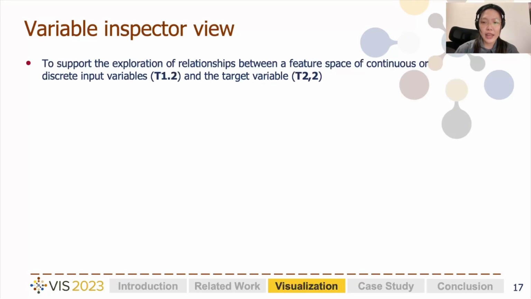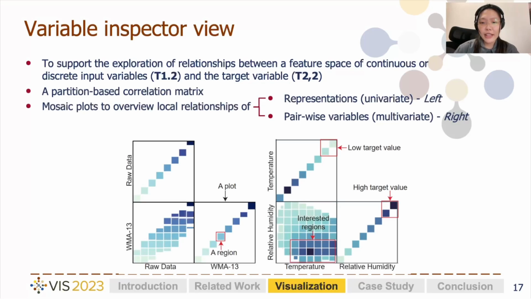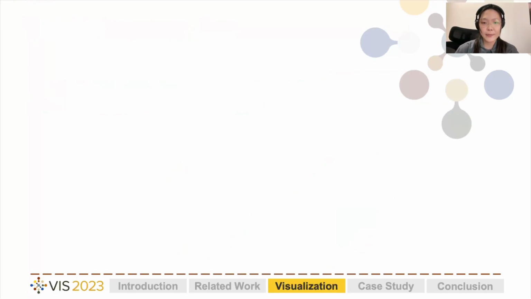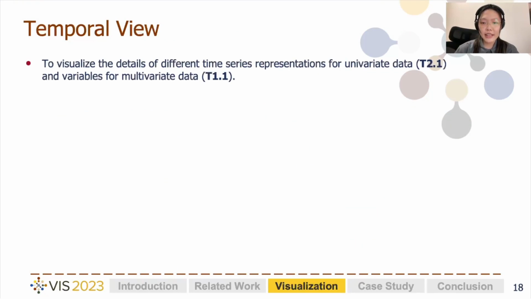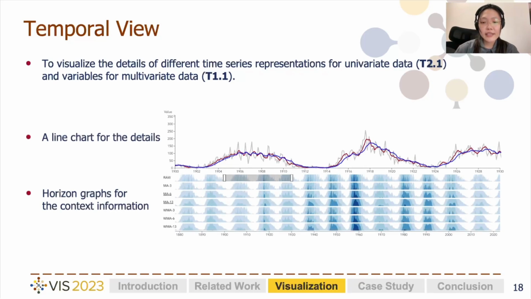Variable inspector view supports the exploration of relationships between a feature space of continuous or discrete input variables and the target value. We provide a partition-based correlation matrix that partitions a variable into regions using uniform partitioning and uses Mosaic plots to overview local relationships of pairwise variables or representations. Temporal view is designed to visualize details of different time series representations for univariate data and variables for multivariate data. It consists of two parts: horizon graphs for the context information and a line chart for the detail.